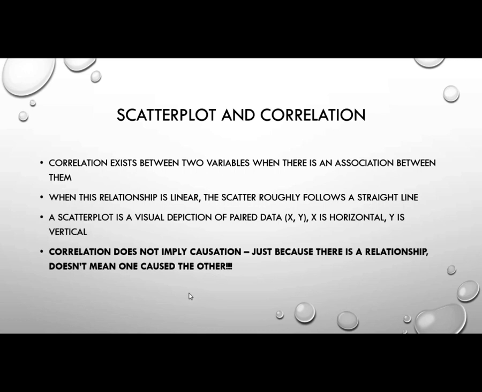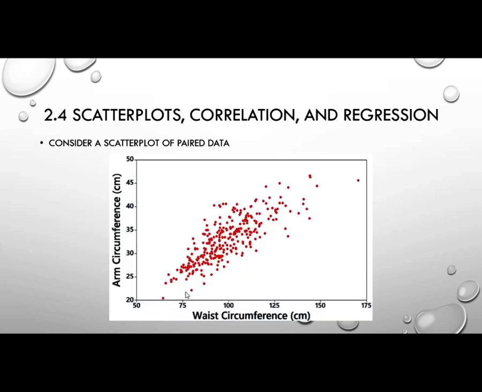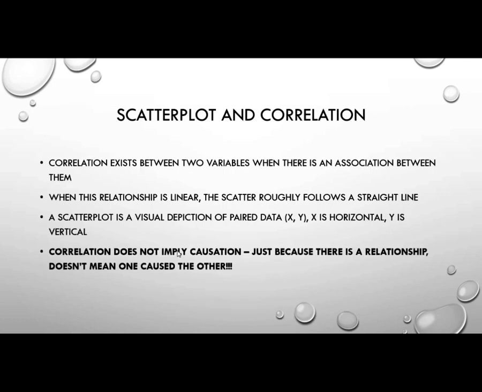But just because there's a relationship doesn't mean one caused the other. Just because you have a large circumference of your waist does not mean that you also will have a large arm circumference. It doesn't mean you're bound to have it because it causes it. It's just observational. You cannot imply causation for anything other than an experiment.